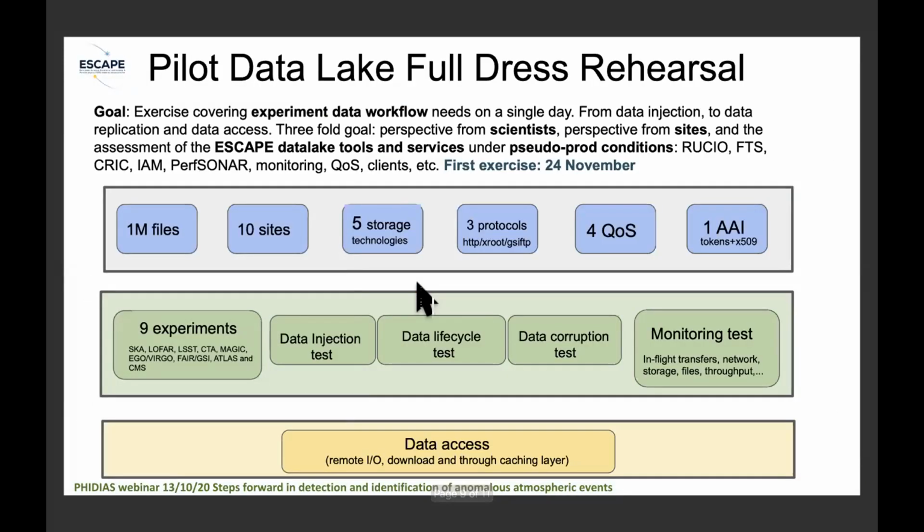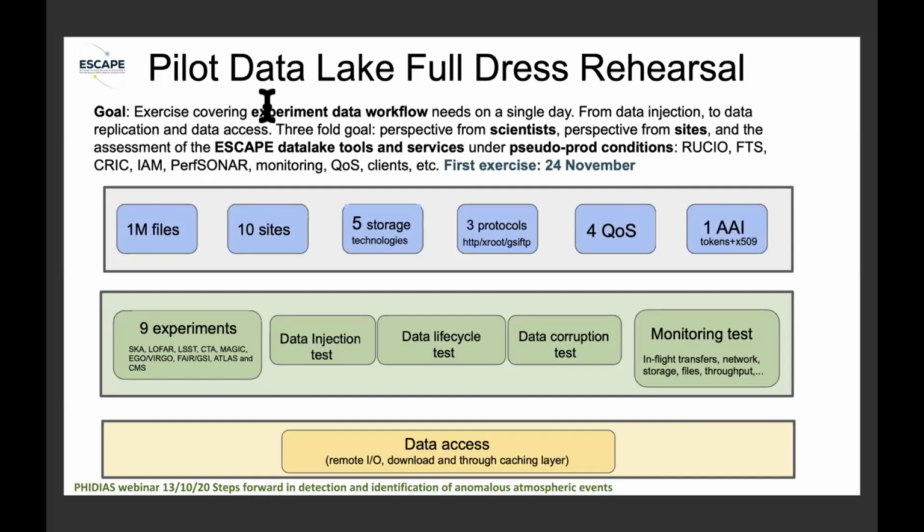This is what we want to do next month: an assessment of the pilot data lake. We have a pilot data lake with 10 sites, composed of 5 storage technologies in different sites. We allow 3 protocols to interact with the data lake. We have 4 storage qualities of service: one fast for analysis, relying on SSDs; one for archive, relying on tapes; one for opportunistic processing, relying on obsolete hardware with a single copy, which means data you can lose or is replicated elsewhere. And we have a single authentication mechanism.